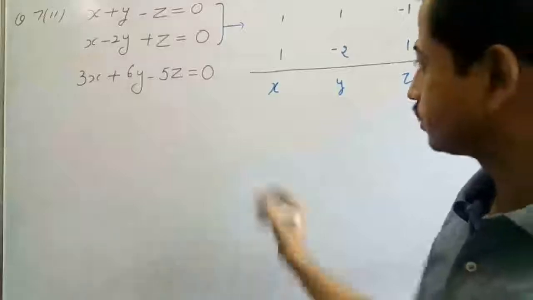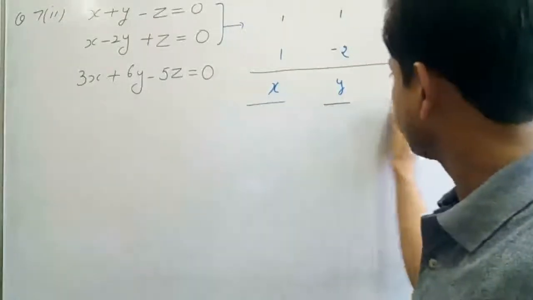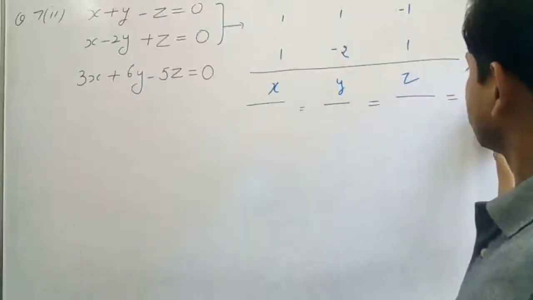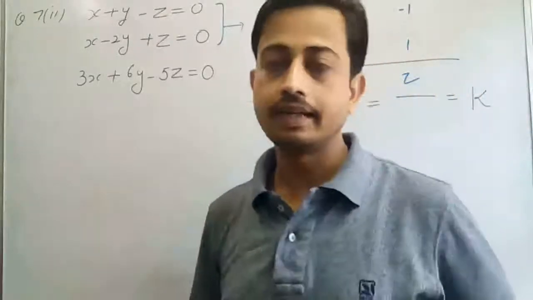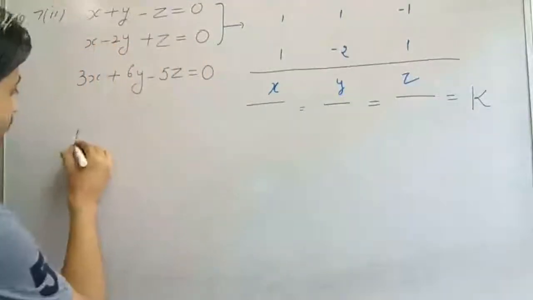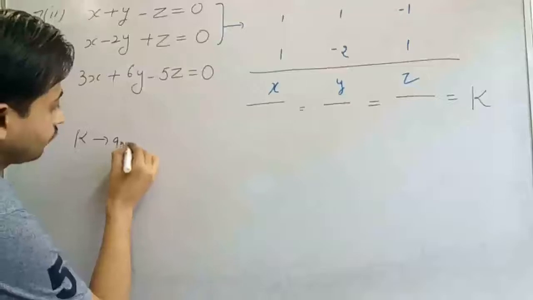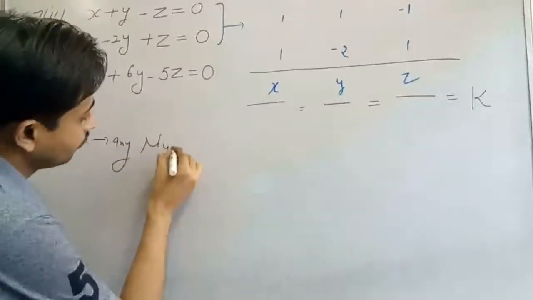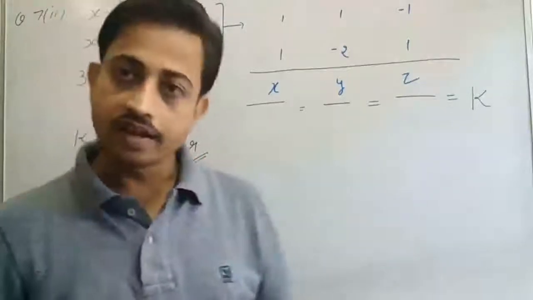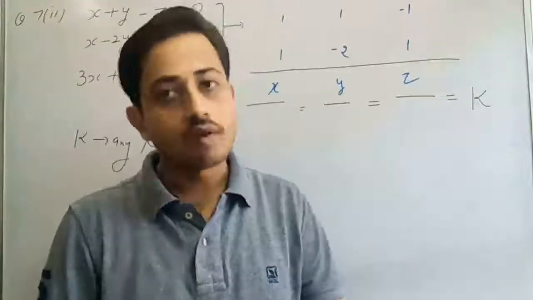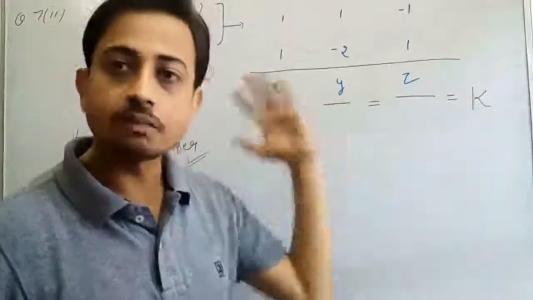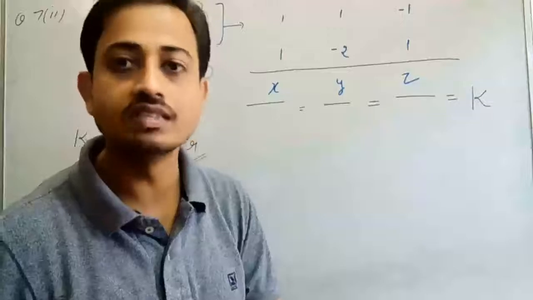How will we get the solution? Please divide, divide, divide. Write equal to, and put it as, let a number k. What is k? K is any number. Any number indicates that we have an infinite solution. So that's why I am making it equal to k. This is the method to get the values of x, y and z.